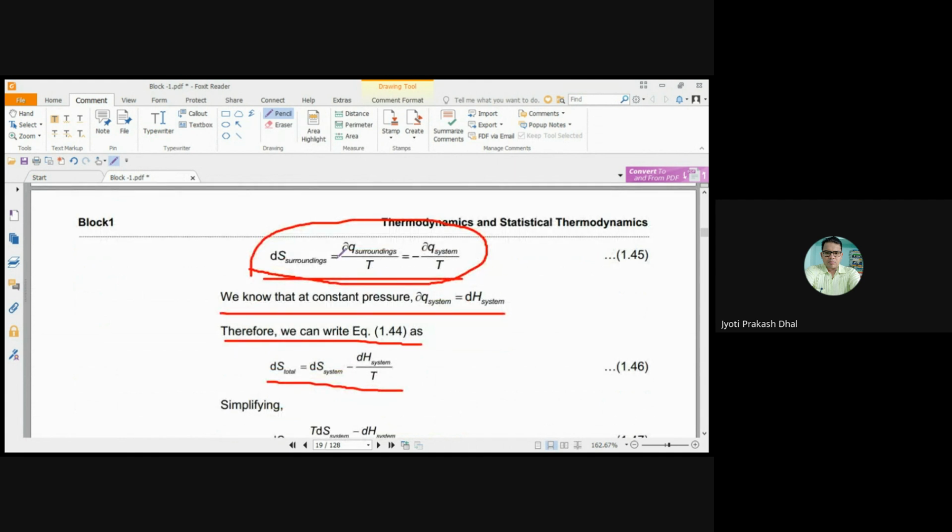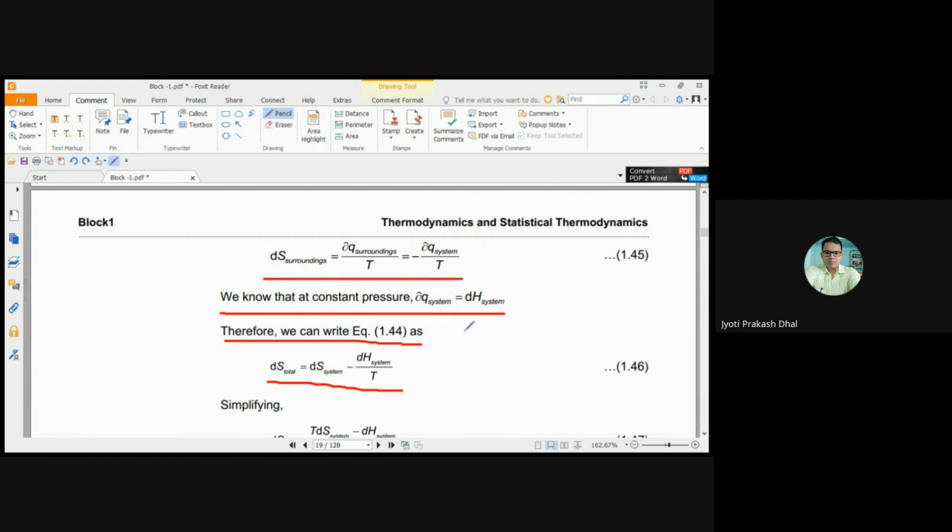That means this amount of heat is released by the system to the surroundings. So the total heat in the system decreases. That's why for the system a negative sign is there. And as this amount of heat is released from the system to the surroundings, in the case of the surroundings a positive sign is there. So dS surrounding equals del q surrounding divided by T, which equals minus del q system divided by T.